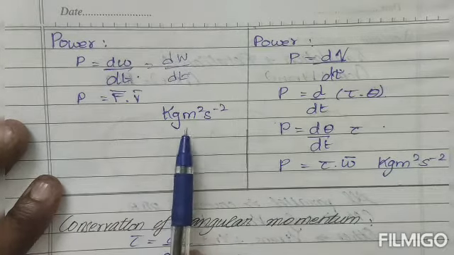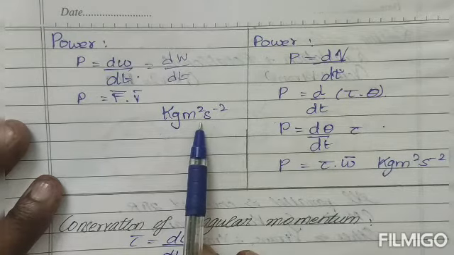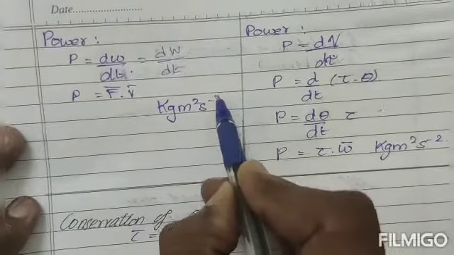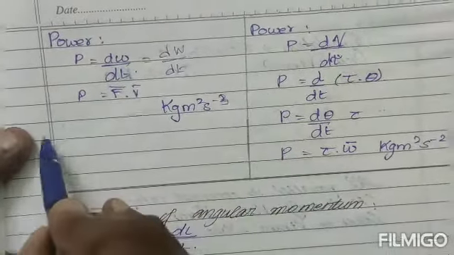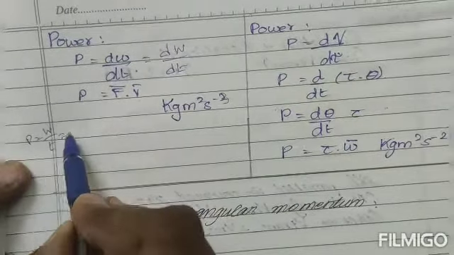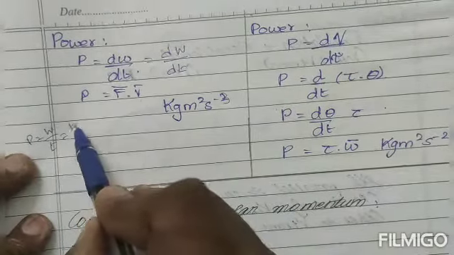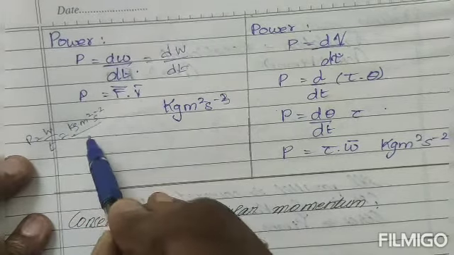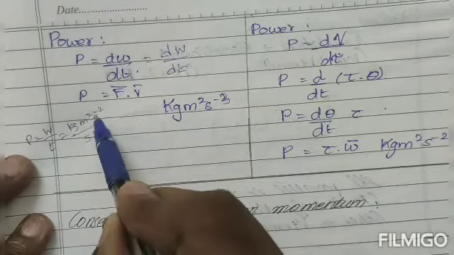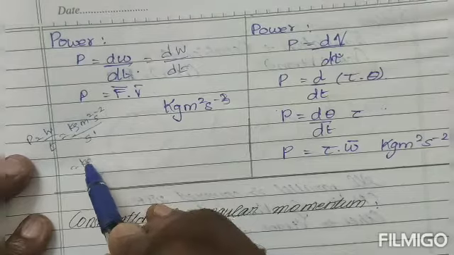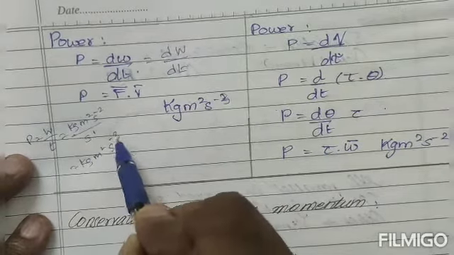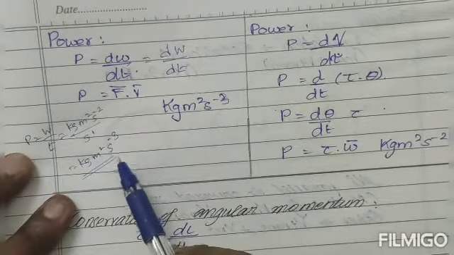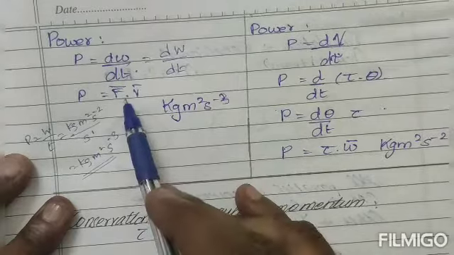So the unit is kilogram meter square per second cube, with second to the power minus 3. Because power is equal to work done divided by time, the work done unit is kilogram meter square per second square, divided by time, whose unit is second, that is s to the power 1. Moving s to the power 1 to the numerator, it becomes s to the power minus 3. So kilogram meter square per second cube.